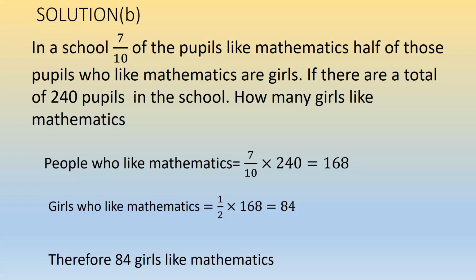Okay. Assuming you are not using a calculator, you see here we have 7 over 10 times 240. You can see 10 can go into 240 how many times? 24 times, isn't it? So when you multiply 24 by 7, you should get 168. Oh, okay. I get it. That's great. Thanks so much, ma'am. You're welcome. Any other question?